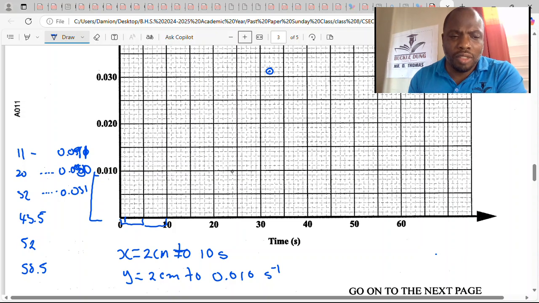We are now at what? 43.5 goes to what again? 0.023. 43.23. Somewhere right here on the line. What's the next one? 52. That is 0.019.